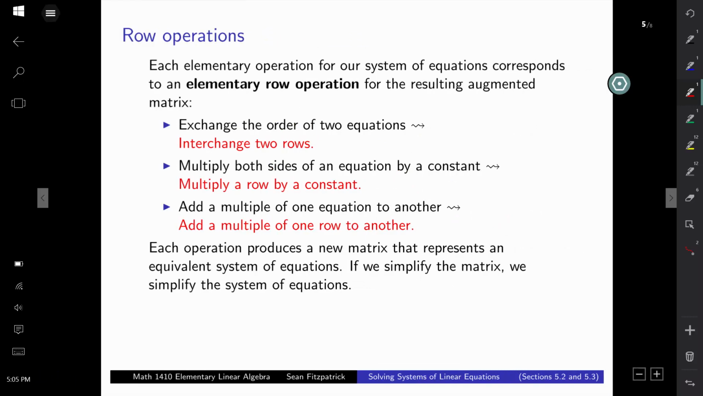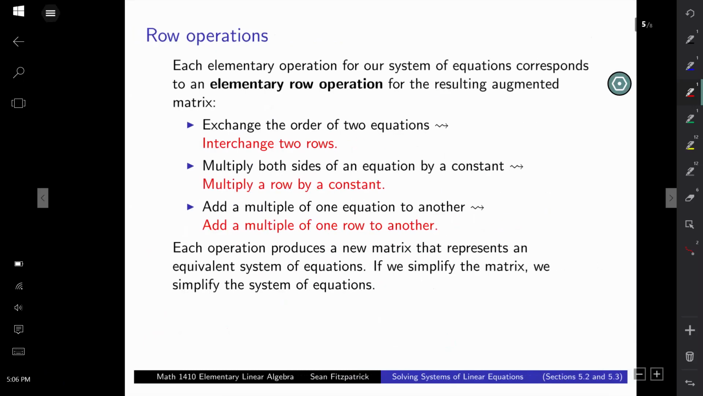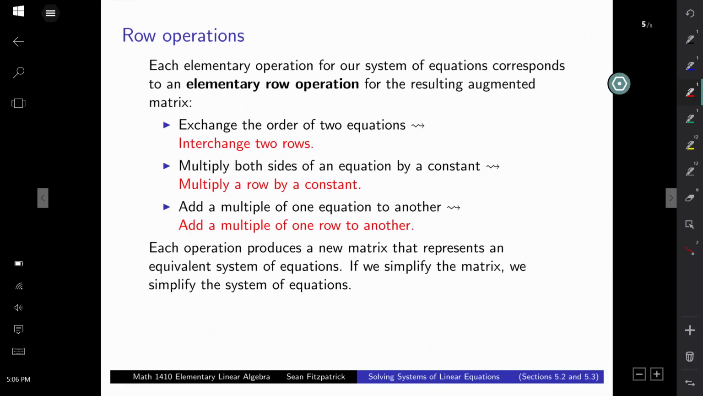And we know that we can also multiply both sides of an equation by a constant. In the augmented matrix, that corresponds to just multiplying all the way across a row by some constant, right? So we could, for example, take the second row here and multiply everything by 3. We would get 3, minus 3, 0, minus 6. We multiply by 3 all the way across.